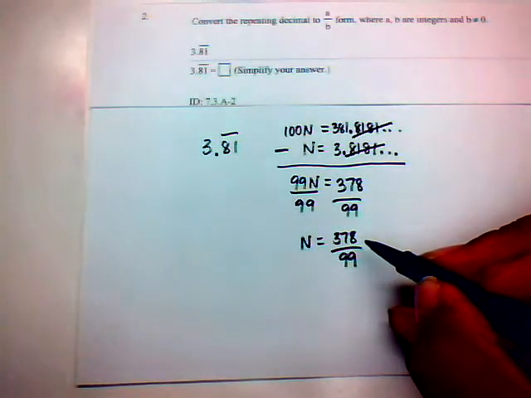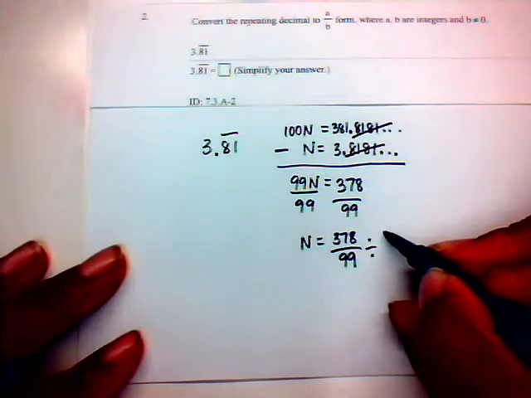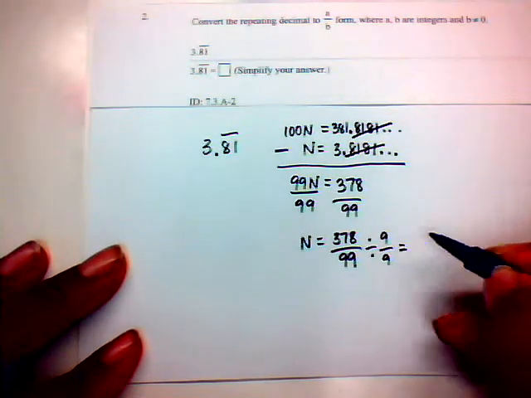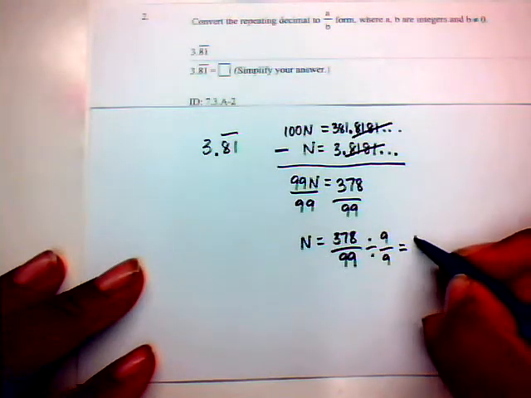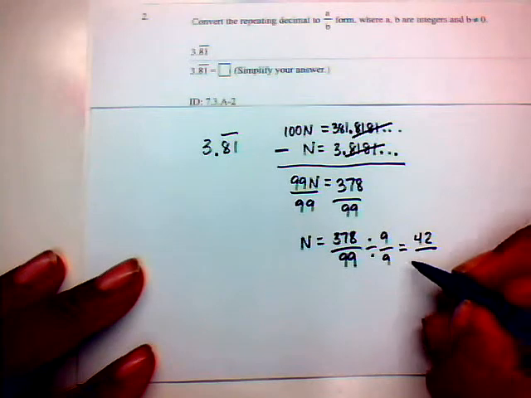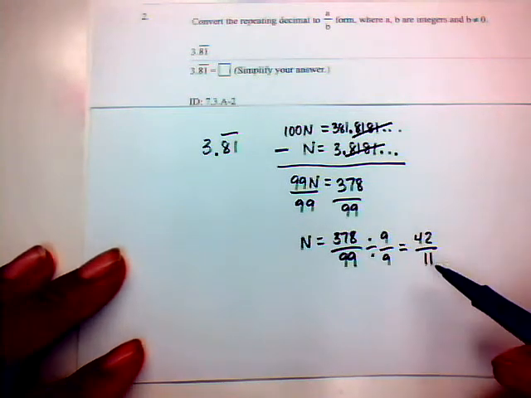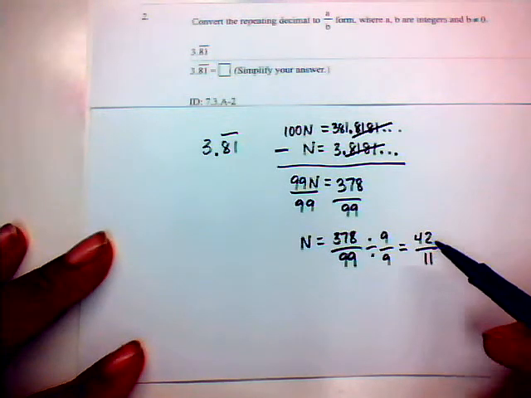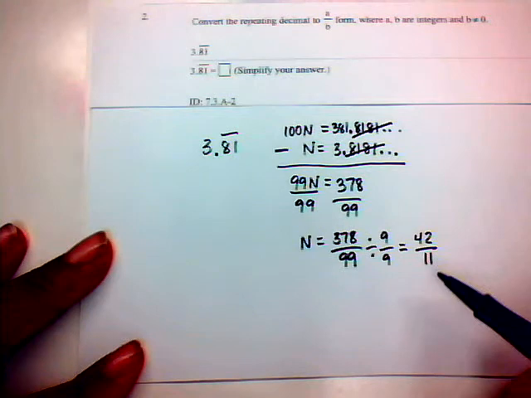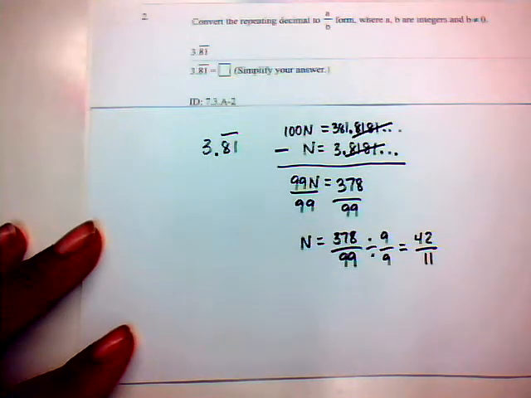And then if I reduce this by dividing the numerator and the denominator by 9, that means 378 divided by 9 in this case will be 42, over 99 divided by 9 will be 11. So 42 elevenths will be the fraction in simplest form. And we will leave this in the form a over b, which is in this case an improper fraction.